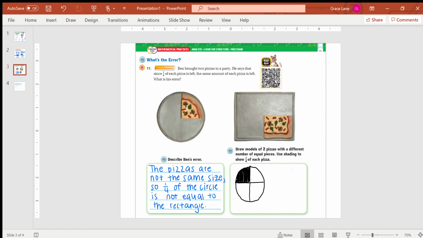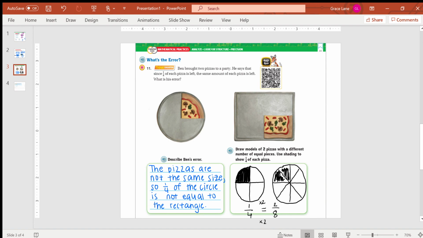Then it asks you to make another pizza, so it has to be the same size to compare them. But it has to have a different number of slices. So if you guys know what a real pizza looks like, usually it's cut up into 8 slices. So start with the 4. And then if you draw up kind of an X in it, it'll make 8 pieces. And then if we want to shade in 1/4 of that, so the same amount as the first pizza, instead of shading in 1 slice, we have to shade in 2. So this is showing that 1/4 is equal to 2/8. And if you think about the factors, we just doubled it. So 1/4 and 2/8 are equal.